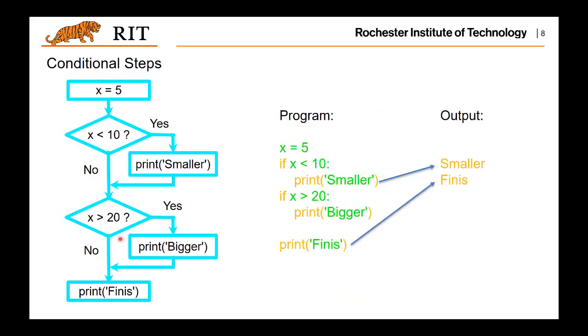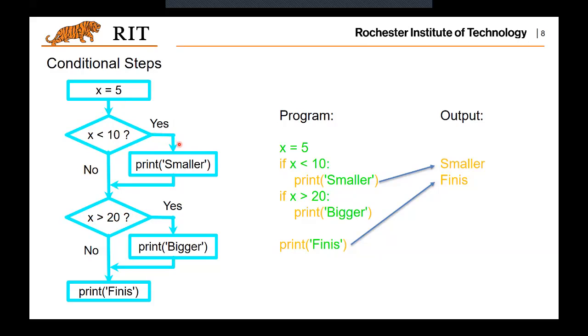Another case is this conditional step. In the conditional step, there will be some conditions, and the Python compiler will check whether these conditions are satisfied or not. For example, x is assigned 5, and then the condition, if x is smaller than 10, will be checked. In this case, x is 5, so it's not satisfied. Then it goes to one set of code, right? It goes to here.